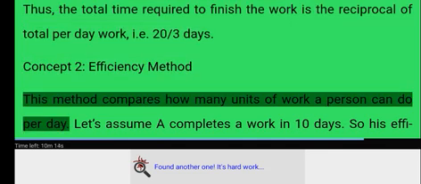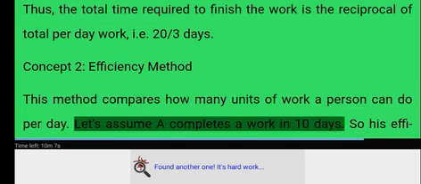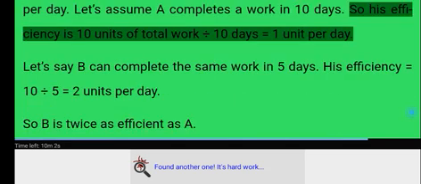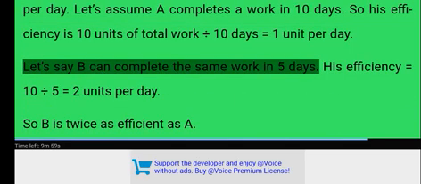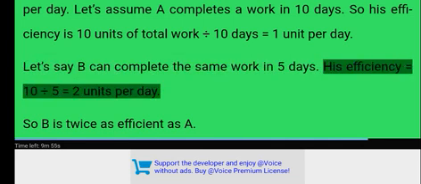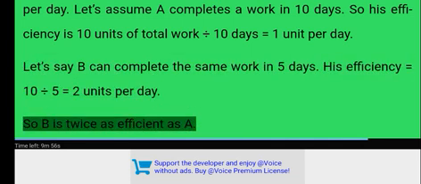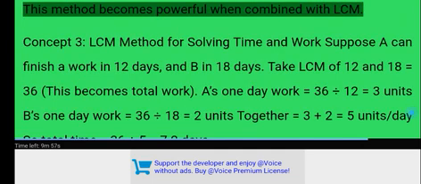Concept 2: Efficiency method. This method compares how many units of work a person can do per day. Let's assume A completes the work in 10 days. So his efficiency is 10 units of total work divided by 10 days equals 1 unit per day. Let's say B can complete the same work in 5 days. His efficiency equals 10 divided by 5 equals 2 units per day. So B is twice as efficient as A. This method becomes powerful when combined with LCM.